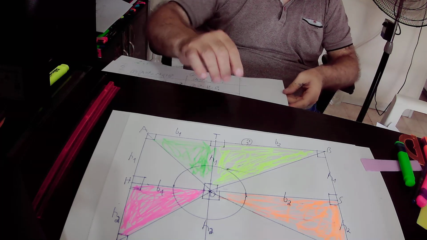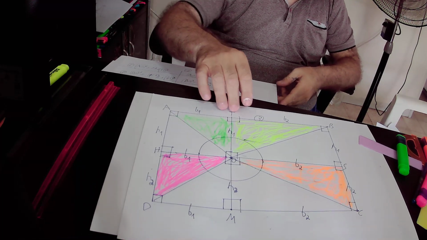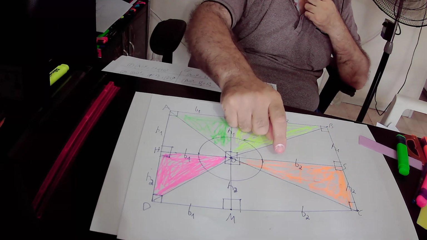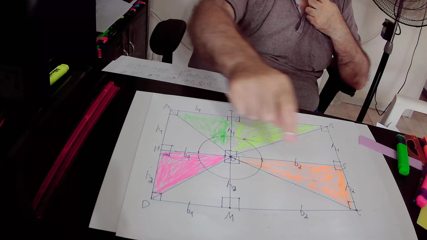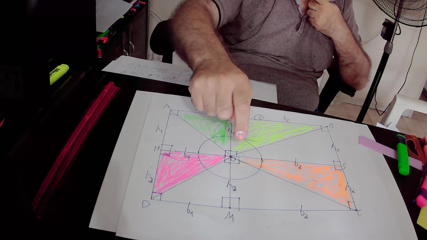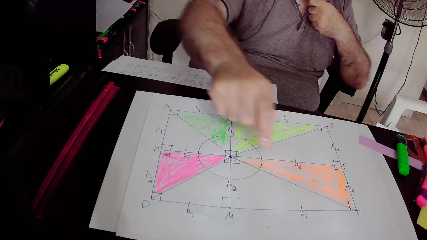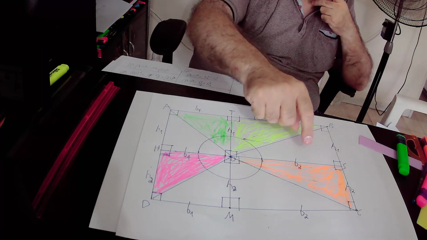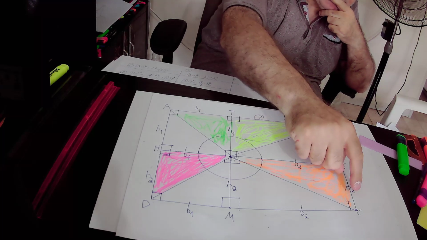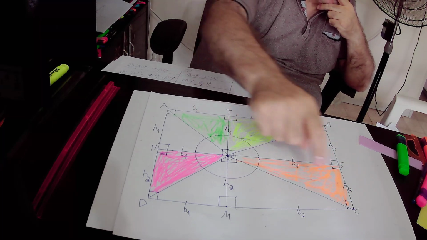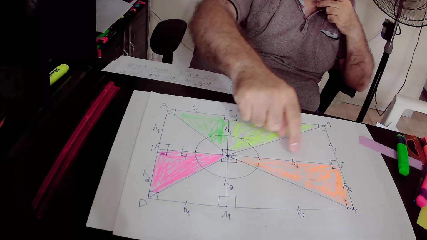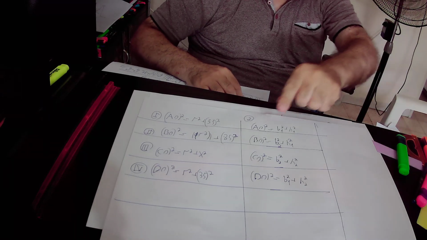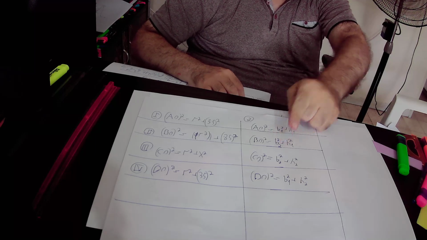And here we joined points O and C together by a straight line, and we focused on the orange right triangle, triangle OCS. In the orange right triangle OCS, OC square equals OS square plus SC square. OC square equals B2 square plus H2 square. Again, in the orange right triangle, CO square equals B2 square plus H2 square.